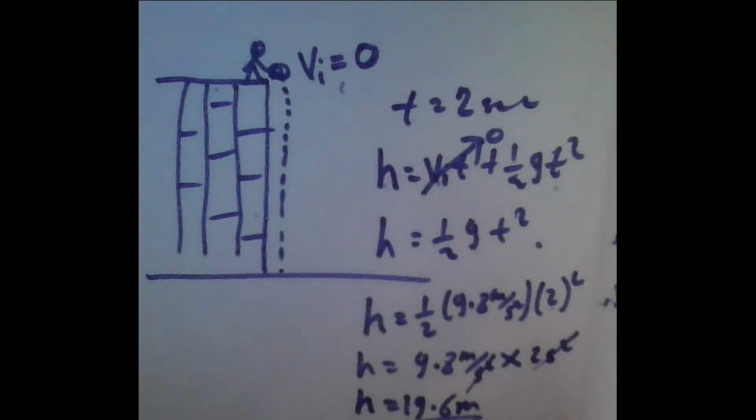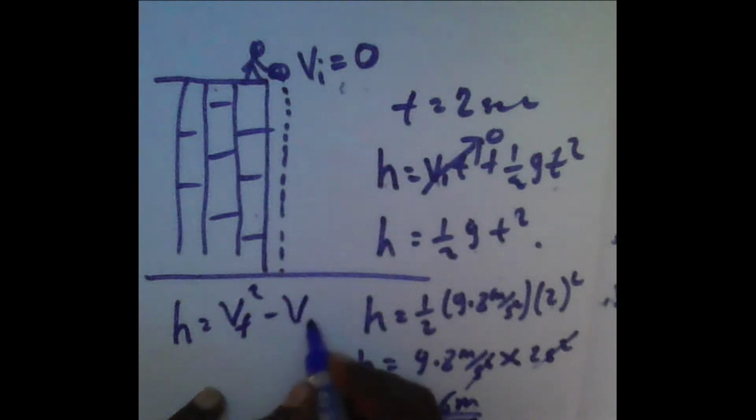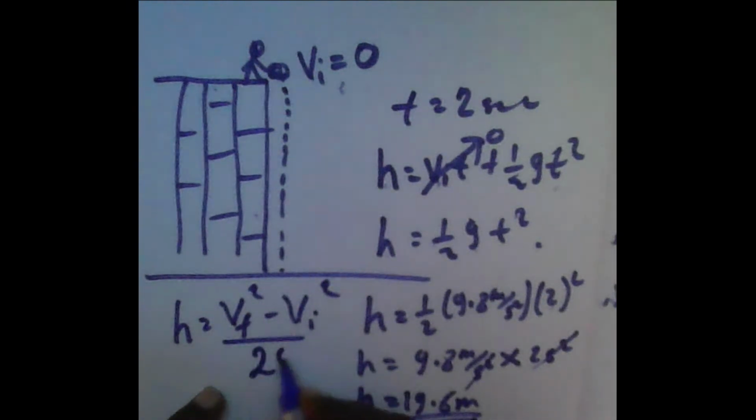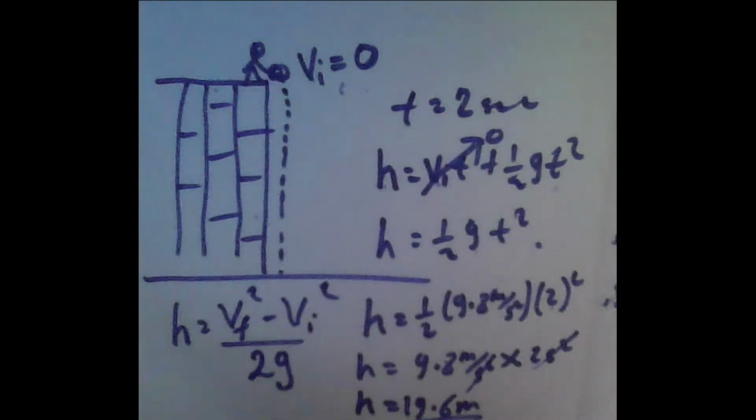19.6 meter is the height of the building. This is one way of finding the height of the building. You can also use the other formula, which is h is equal to v final square minus v initial square over 2 times the acceleration due to gravity in free fall motion. There are so many questions to be asked based on this one.